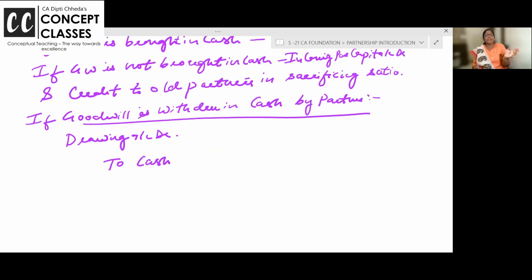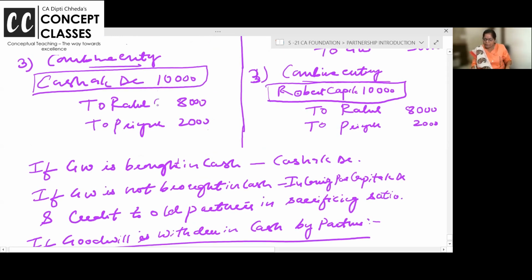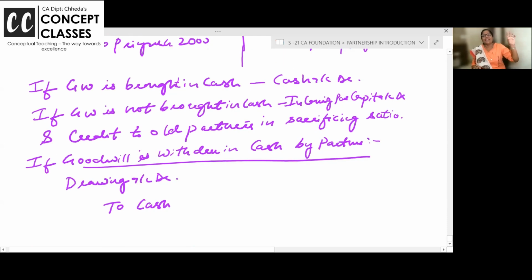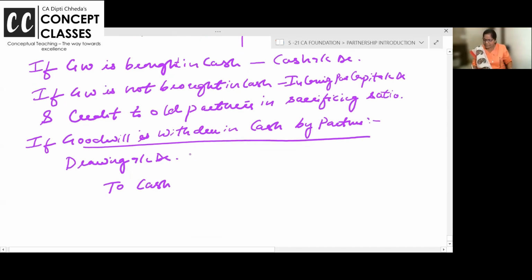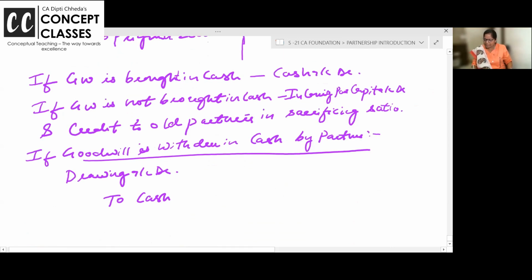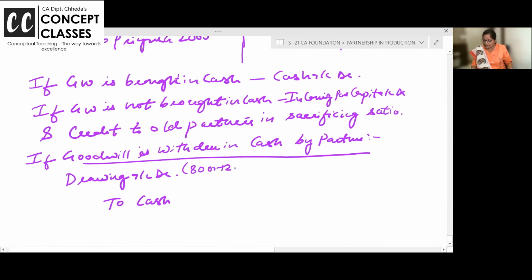Ma'am, but they are withdrawing goodwill. Arey, you have given them goodwill in the capital account. No. See, Rahul and Priyanka's capital accounts already have goodwill credited. Now from the capital account, whether they take goodwill or reserves or anything, drawings account debit. Kitna hai? 8 plus 2, 8,000 plus 2,000. Drawings account debit, cash account credit, whatever ratio they have taken. Ho gaya. Goodwill concept is over.